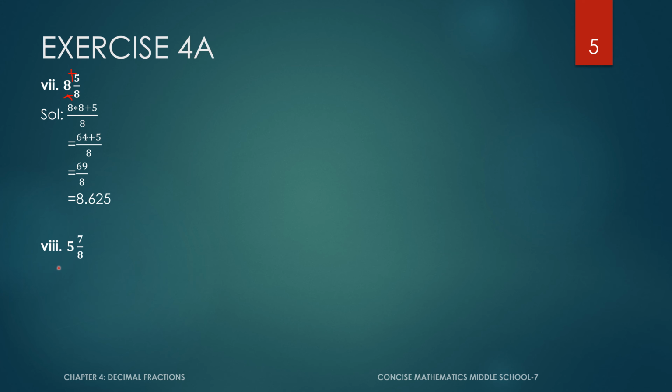Here is the eighth question. Even this is a mixed fraction. It is very easy, and just multiply this 8 into 5 plus 7. So 5 8s are 40 plus 7 by 8. 40 plus 7 is 47 by 8. So when you divide this 47 by 8, you will get 5.875.